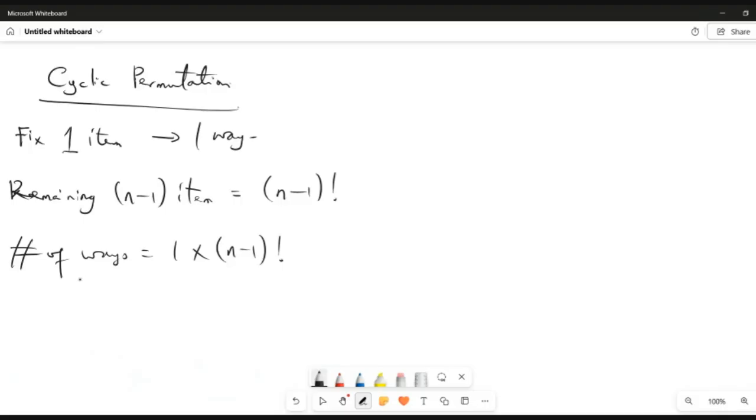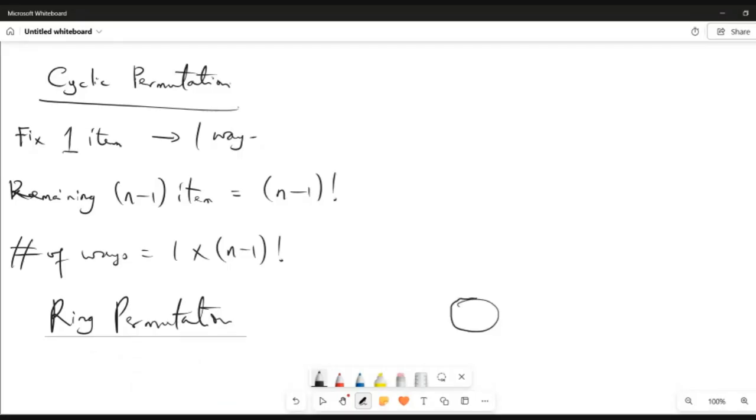There's also a ring. So if it is a ring permutation, because a ring can be twisted the other way around, we have n-1 factorial divided by 2. This is the number of ways if it is a ring. So we also have this.